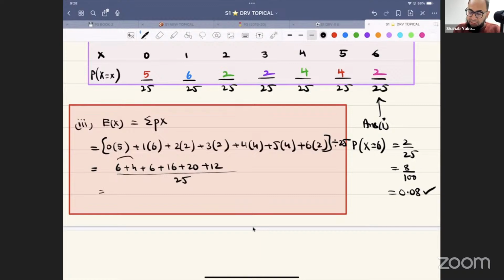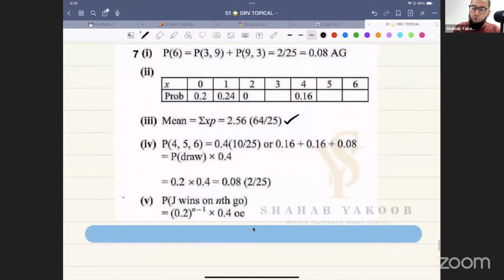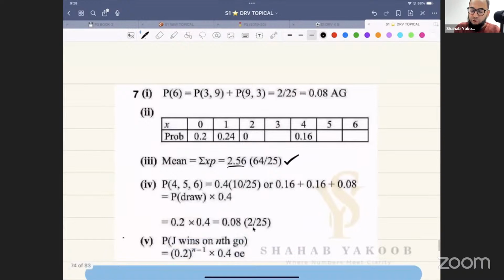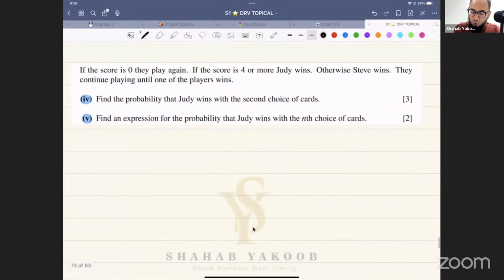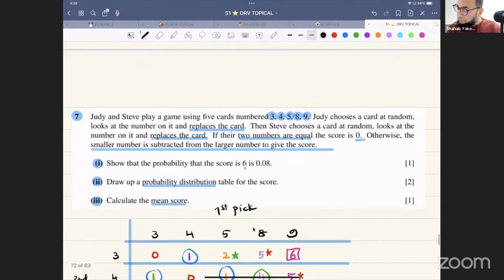6 plus 4 is 10. 10 plus 20 is 30. 30 plus 6, 36. 36 plus 12 is 48. 48 plus 10 is 58. 58 plus 6 is 64. So this is 64 over 25. Let me just double check the answer. That is 64 over 25. They have written it in decimals, or 2.56. This is exact. This fraction is exact. There is no rounding off. So the first three parts are done.